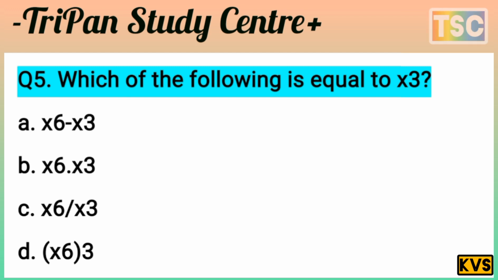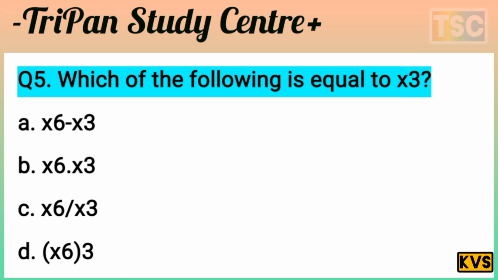x^6 minus x^3 is not possible, so A is rejected. Next, B: x power 6 multiplied by x power 3. The dot means multiply, and multiply means the powers are added. So x power 6 plus 3 is x power 9, which is not equal to the given option here. B is also rejected.